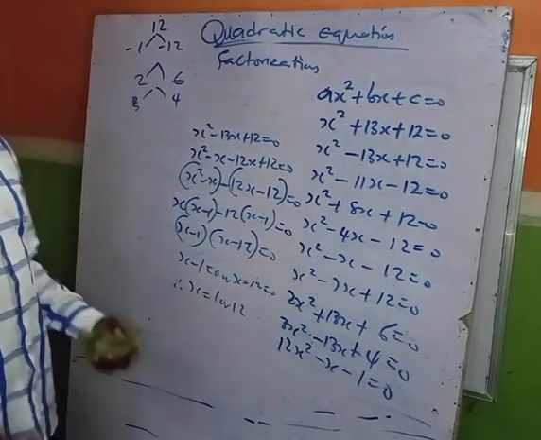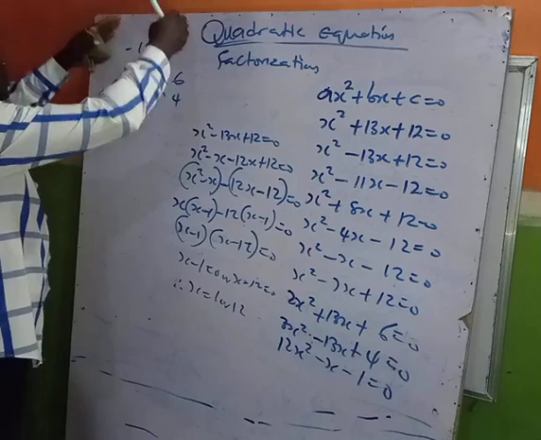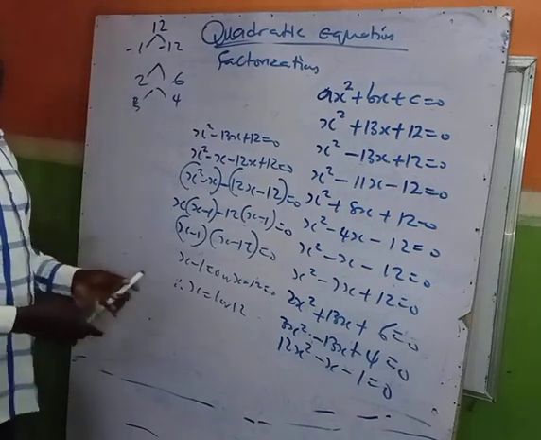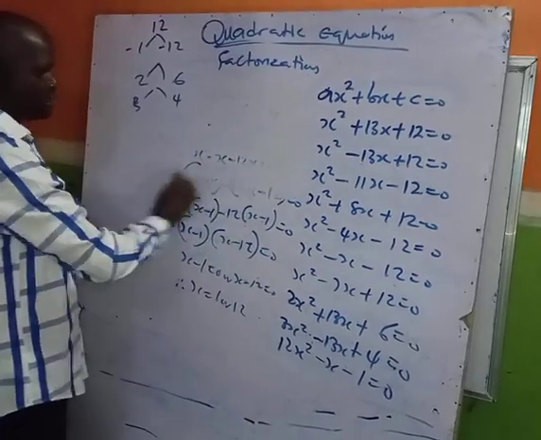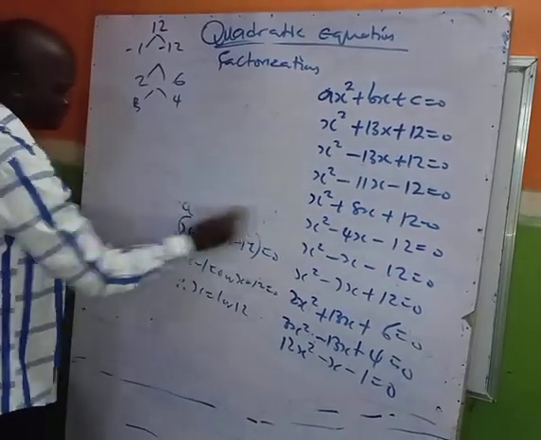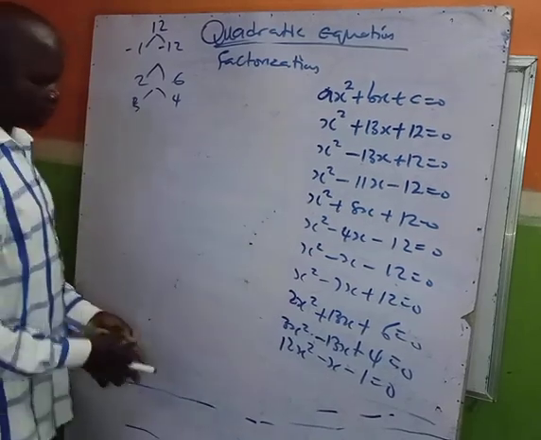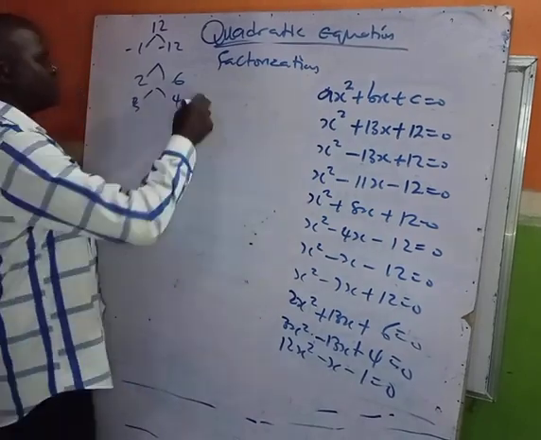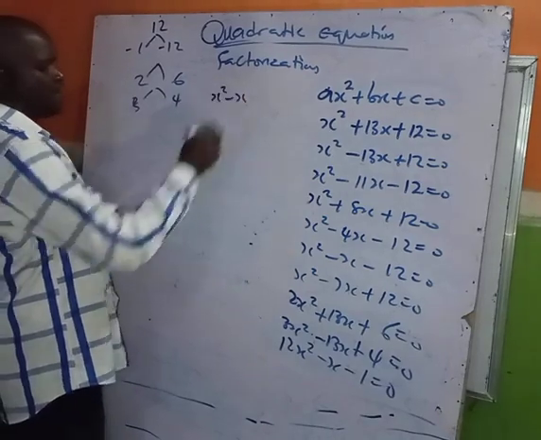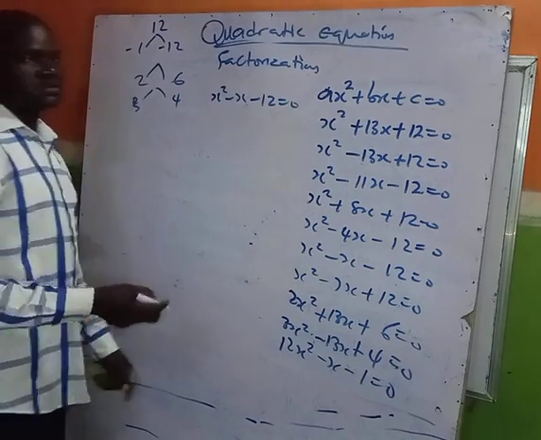So that is it. If you want to factorize, it's as simple as that. Once you can get down to their factor base. So let's look at another one among them. If you want to factorize, let's look at this one. So you have x squared minus x minus 12 equal to 0.